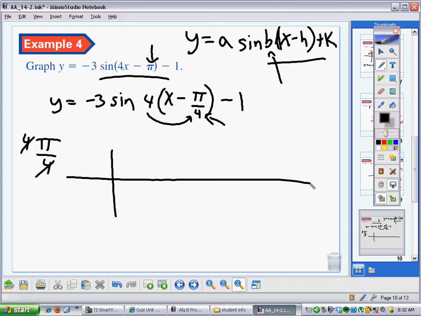All right, what do I do now? I start by saying sine or cosine? Sine. Starts in the middle, goes up and down, etc. Next thing I do is find that middle. What's the middle here? Isn't it 1? 1, up or down? -1, down. -1 is down.